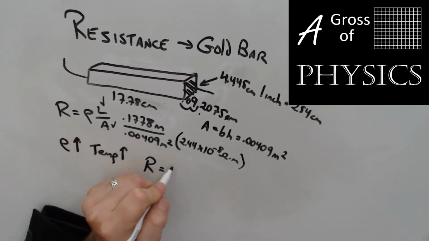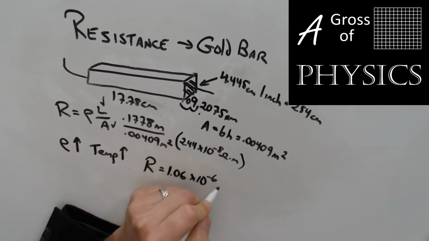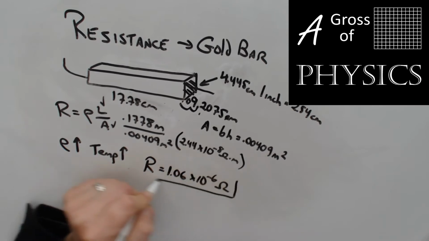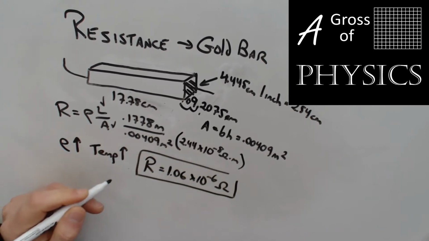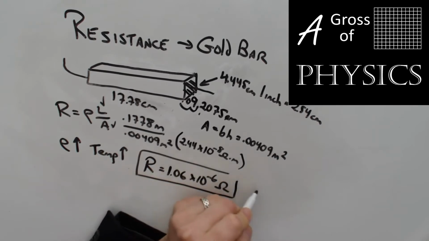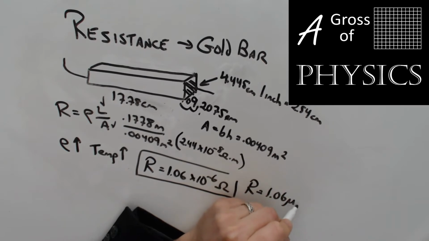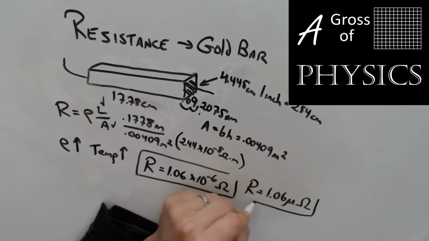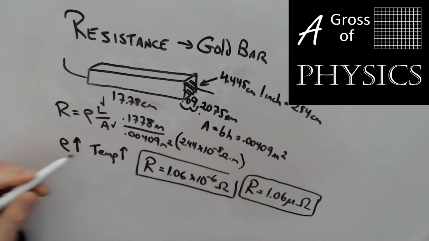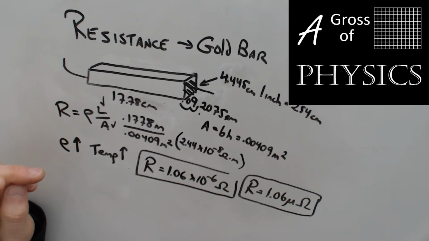Now, the resistance of a gold bar from the endpoints is 1.06 times 10 to the negative 6, and the unit is the omega. Now, what I can do is simplify this and get rid of the 10 to the negative 6, and the resistance would be 1.06 microohms. And that just sounds cooler already, microohms. So the gold bar connected end to end has a resistance of 1.06 microohms.